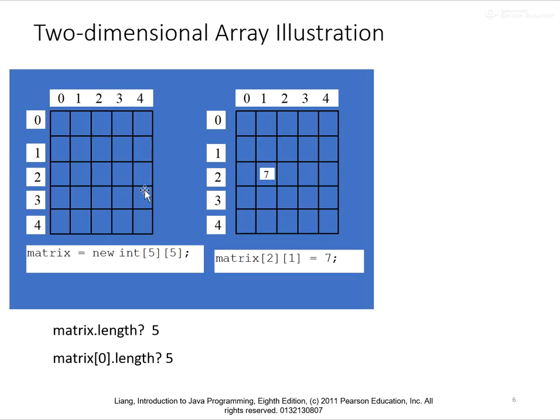Now you can visualize a two-dimensional array like this, basically a table. The first element is the one with index location 0, the row number, and 0, its column number, so 0, 0. This element of the array has index 2, 1, because it's row number 2 and column number 1. And over here, this is how you would assign the value 7 to this element of array matrix.